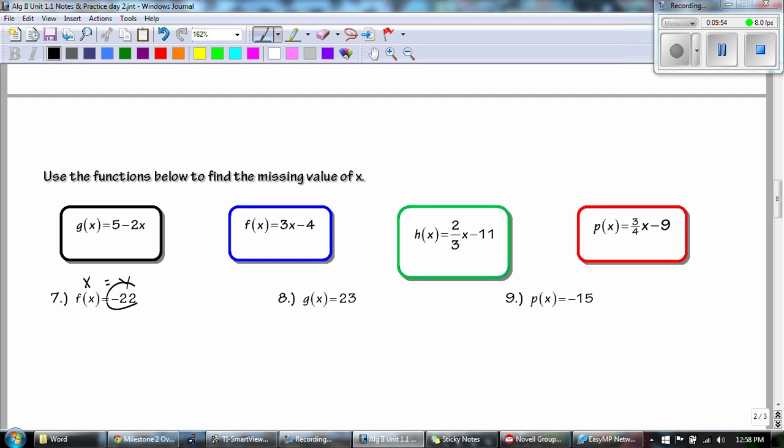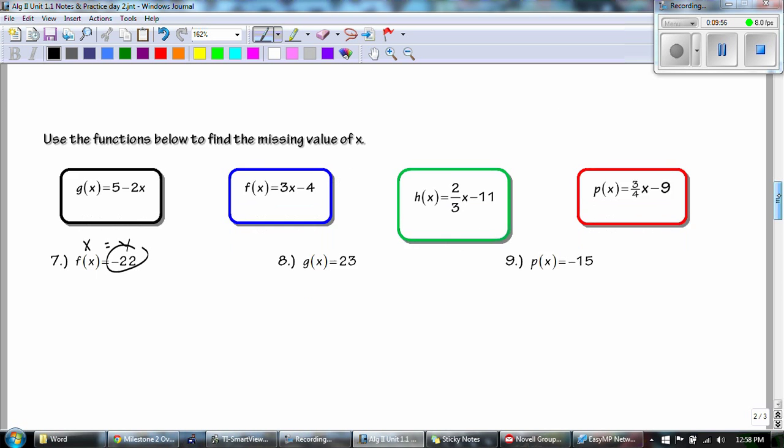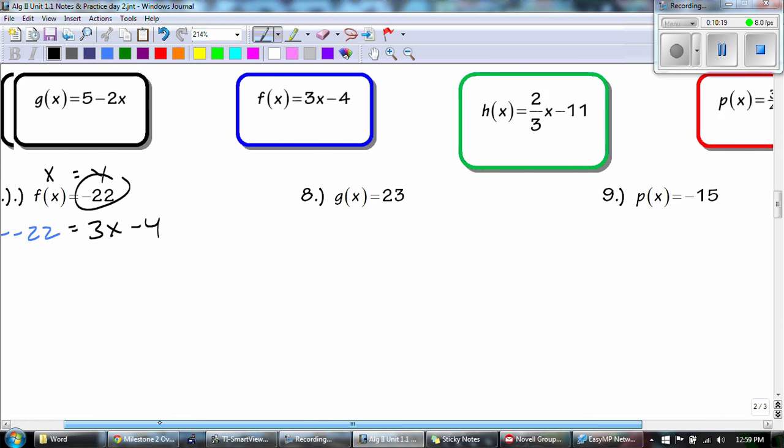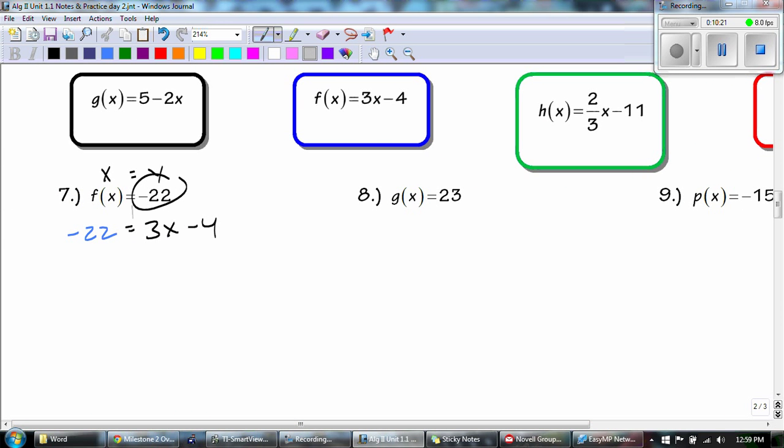So the way we set this up is we're going to be solving now, okay? I'm going to use the blue one, because it's the f of x. So we would say that negative 22 equals the 3x minus 4. And now we're just going to go through and solve it like we normally would.